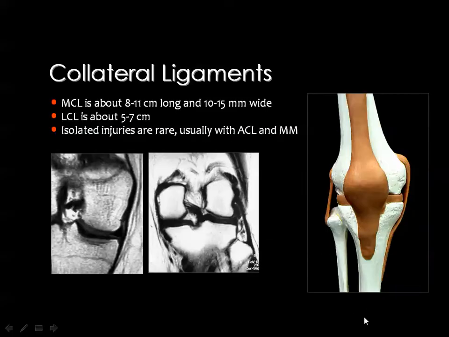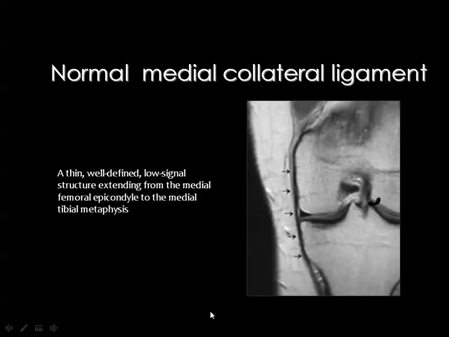Then we have the collateral ligaments. The medial one connects the medial femoral condyle to the medial tibial condyle. The lateral is shorter and connects the lateral femoral condyle to the fibula. And you can easily appreciate that the medial collateral ligament is very close to the bones, while the lateral collateral ligament is not. And this is a good example of the appearance of the lateral collateral ligament inserting into the head of the fibula. And this is the medial collateral ligament, passes very close to the femoral and tibial condyles.